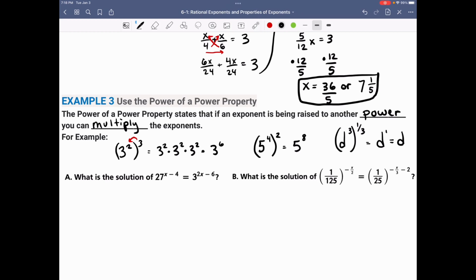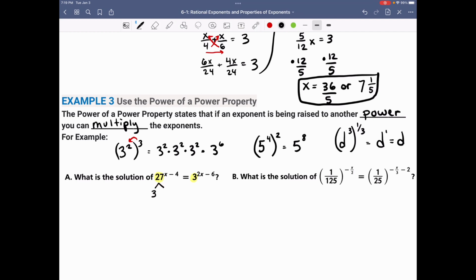So starting with A, we have 27 to the x minus 4 equals 3 to the 2x minus 6. Well, in the last example, we could get rid of the bases because they were the same. But in this case, we have a base of 27 and a base of 3. Well, those are not the same, but I do know that 27 can be factored.